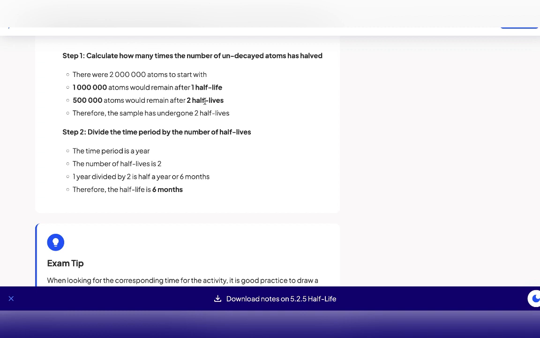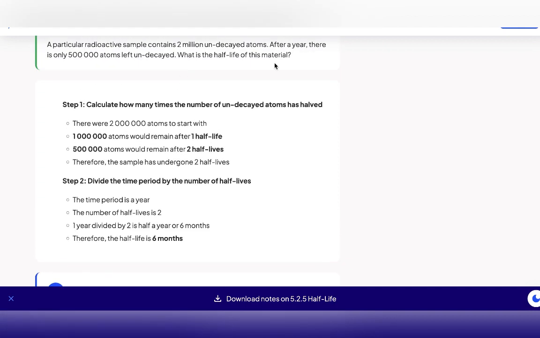We divide this time by the number of half-lives. T half. Time is 1 year. They've given us 1 year in the question. After 1 year, there's only 500,000 atoms left.